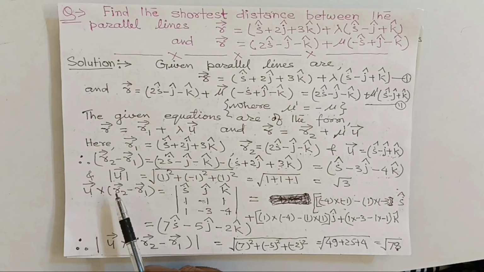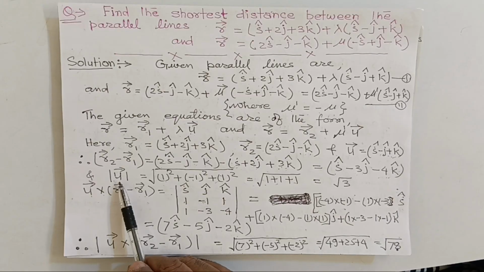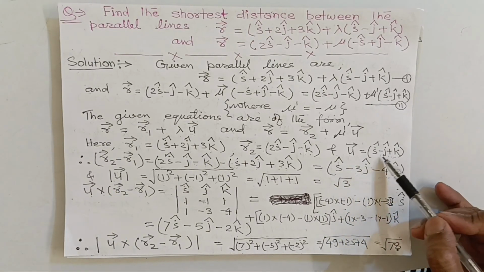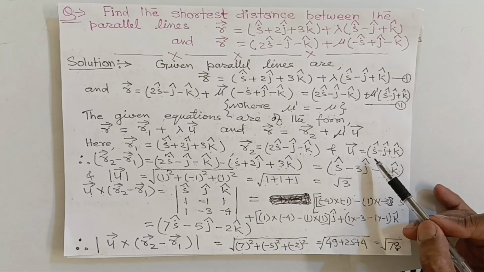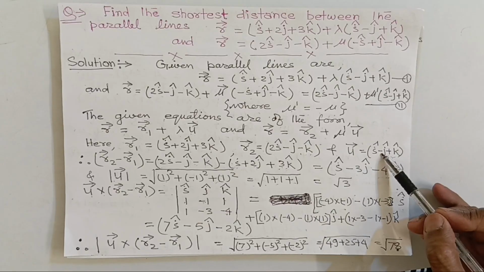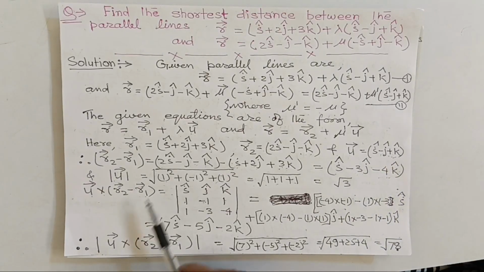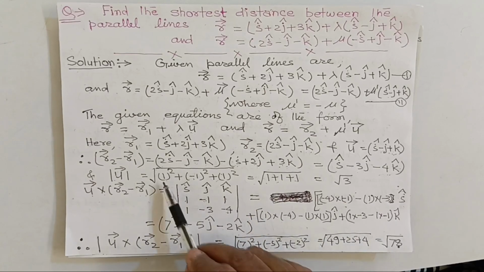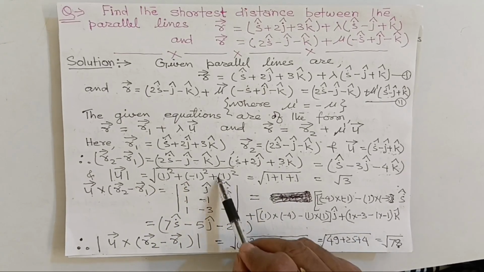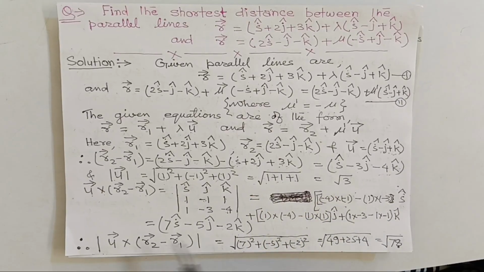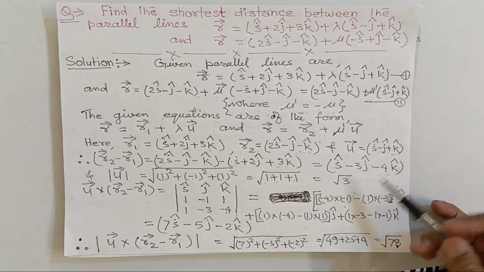And mod u, where u is equal to i - j + k. The mod u is equal to the square root of 1 squared plus (minus 1) squared plus 1 squared, that is 1 plus 1 plus 1, so square root 3. Mod u is equal to square root 3.